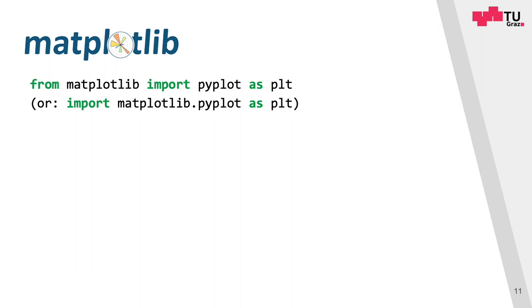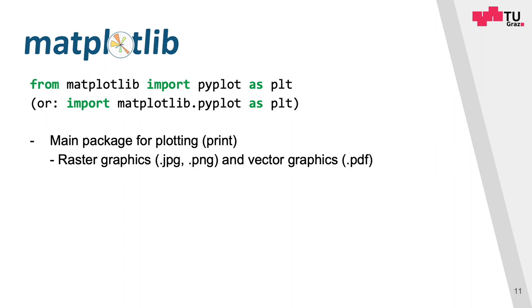So matplotlib, or this pyplot package, is the main package for plotting, and as already said previously, matplotlib is mostly used if you want to produce plots which you print out basically, or use in a PDF file, for example, and you can generate raster graphics out of it, which are the typical JPEG or PNG extensions. And you can also produce, more importantly, vector graphics, for example, with the PDF extension.